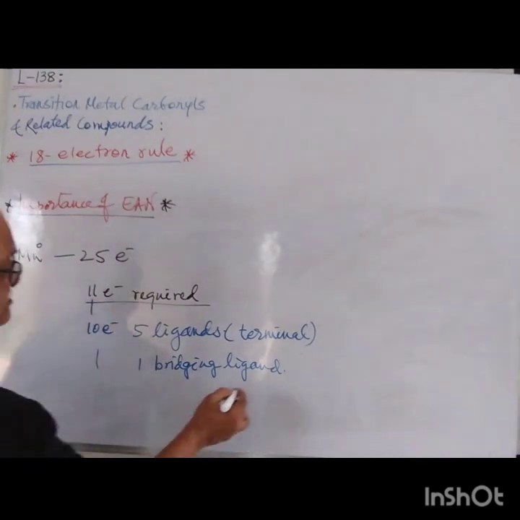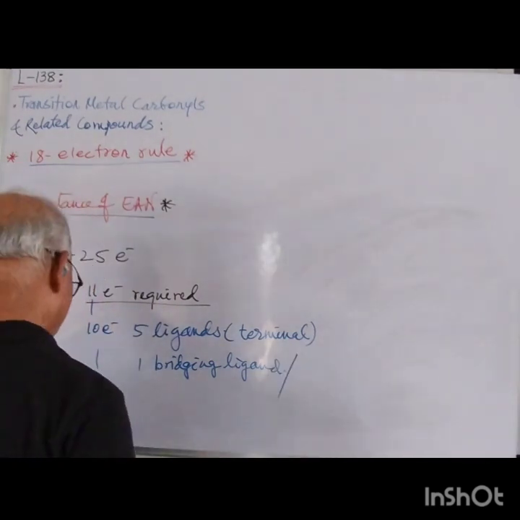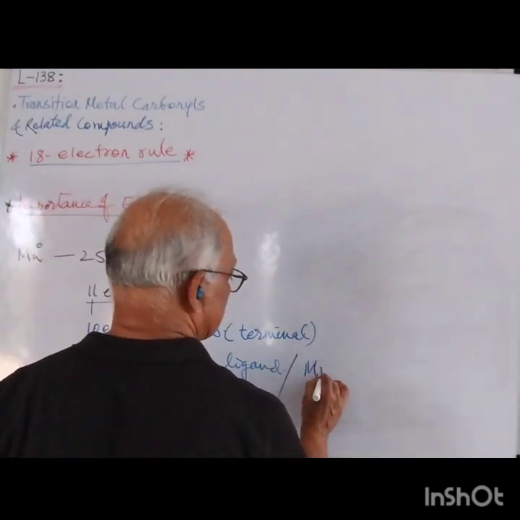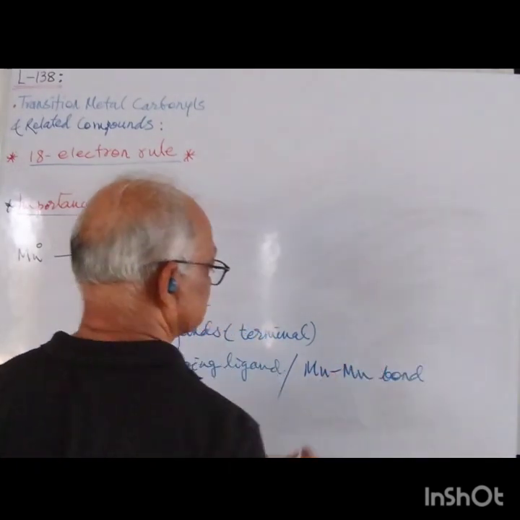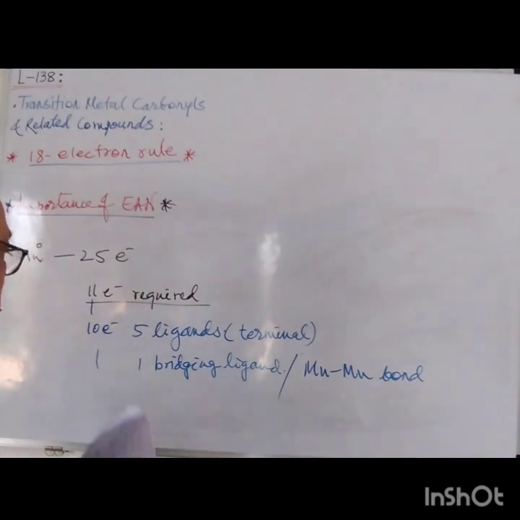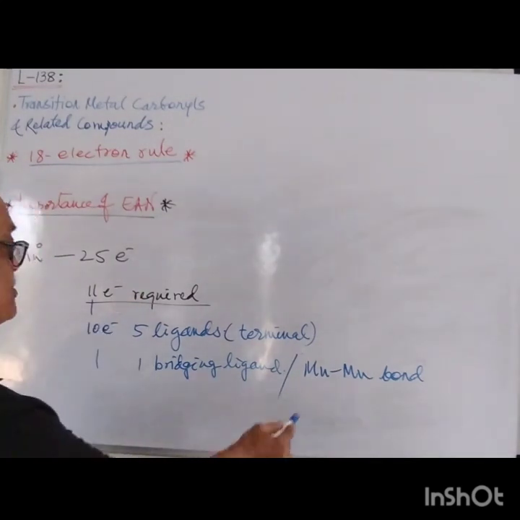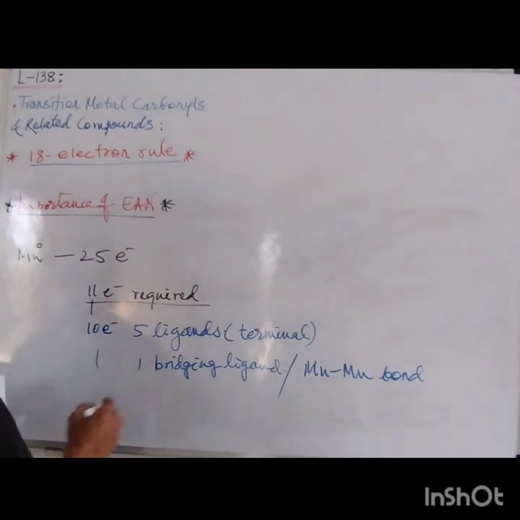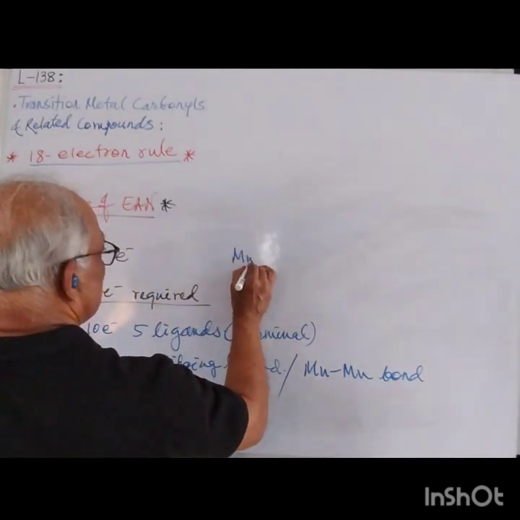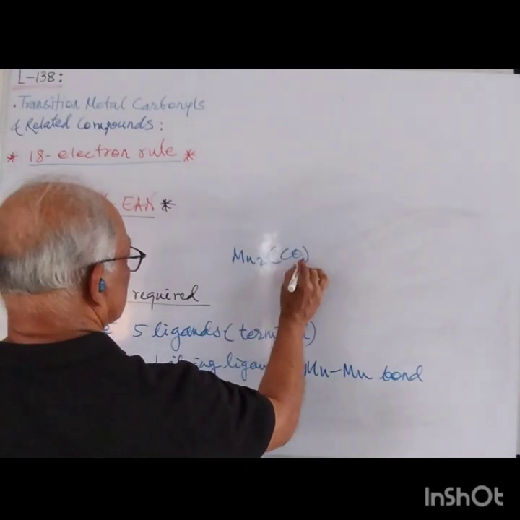This is one option, but there is another option by formation of Mn-Mn bond. Mn-Mn bond is another option. So this option is suitable. So it will produce the compound such as Mn2(CO).